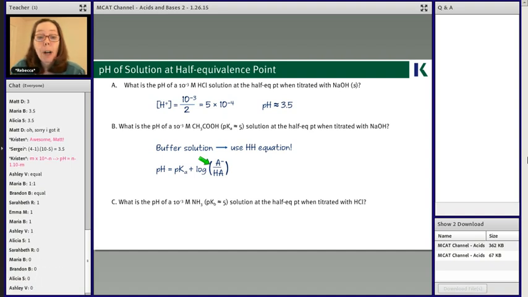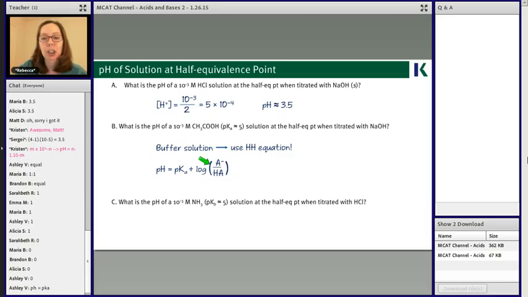Log 1 is 0. So when we are at the half equivalence point, when the conjugate acid and the conjugate base are the same concentration, the pH equals the pKa. And in that case, it means it's 5. That's the first thing we're going to learn about Henderson-Hasselbalch. We're going to come back to it. You're really going to come to appreciate it, I promise you.